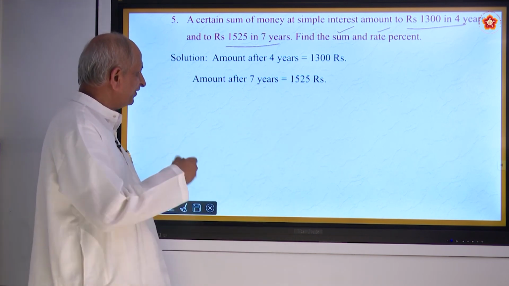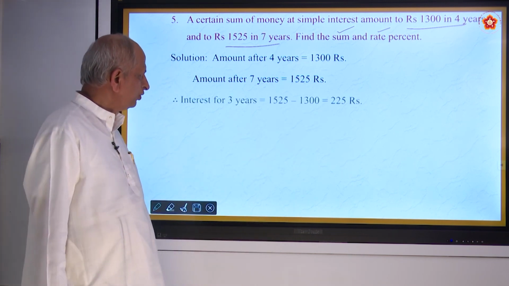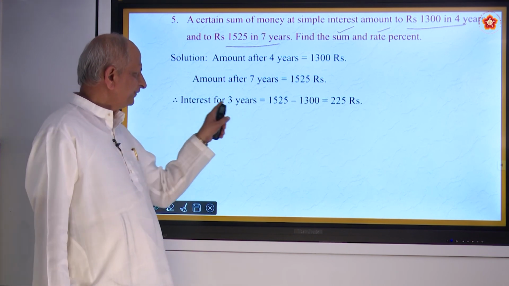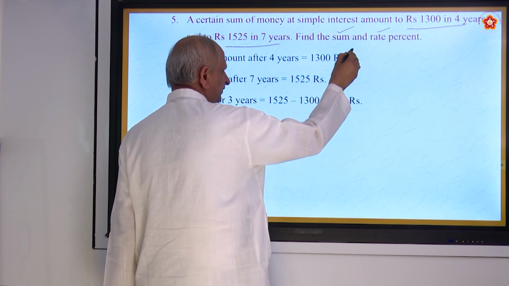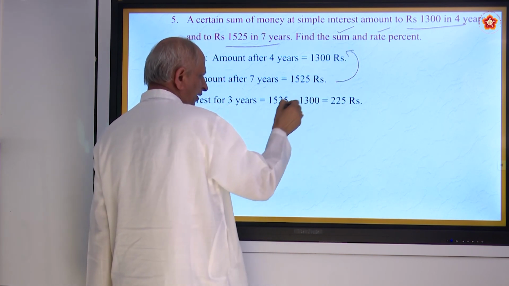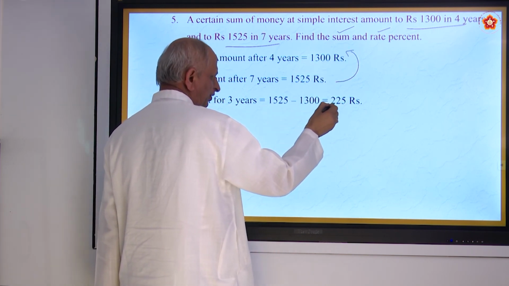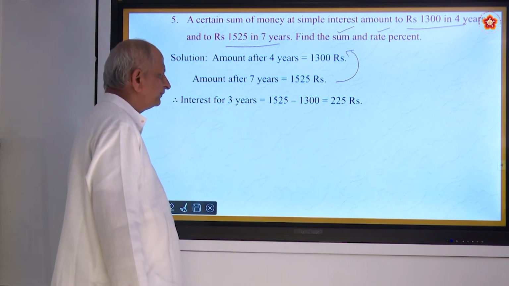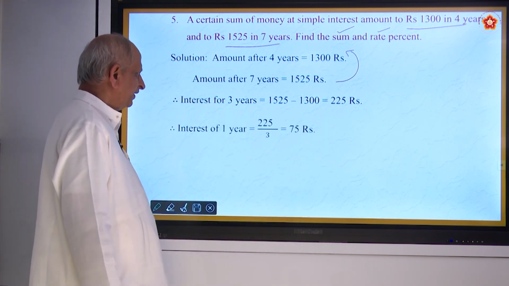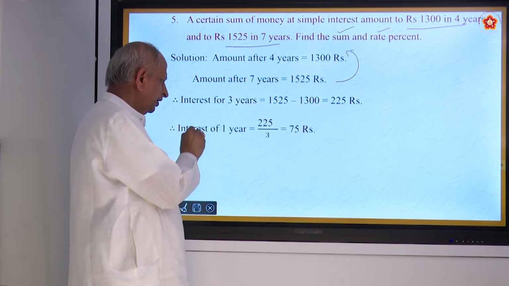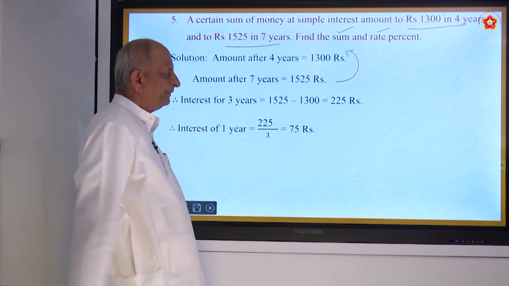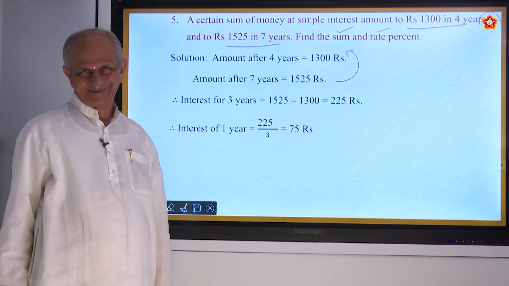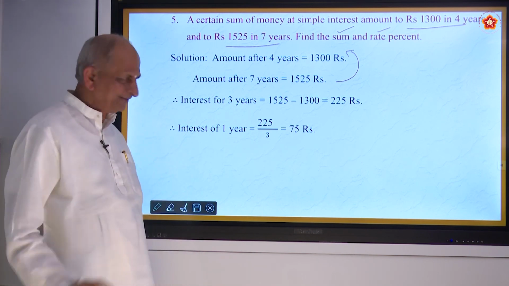So suppose you subtract these two, what do you get? Interest for 3 years. So subtract this from this, which is more, 1525 minus 1300, it becomes 225. For how many years? Interest for 3 years. How do you find interest for 1 year? 225 by 3 becomes 75 rupees. So nice. Are you following?